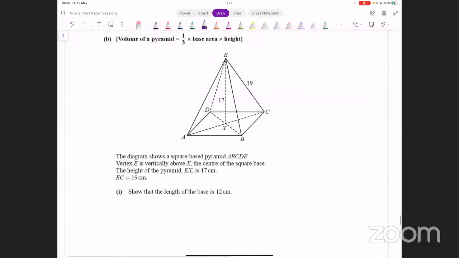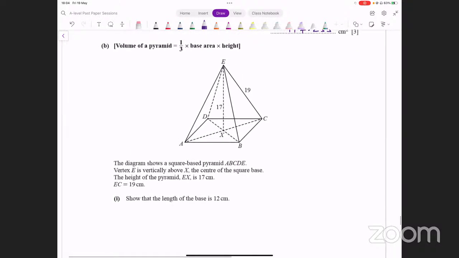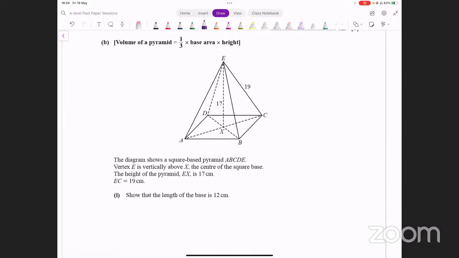Now it says a volume of pyramid is given like this. Okay, the diagram shows a square-based pyramid A, B, C, D, E. Vertex E is vertically above X, the center of the square base. The height of the pyramid EX is 17 and EC is 19. Okay, show that the length of the base is 12 centimeters. Okay, so how do we think about this?